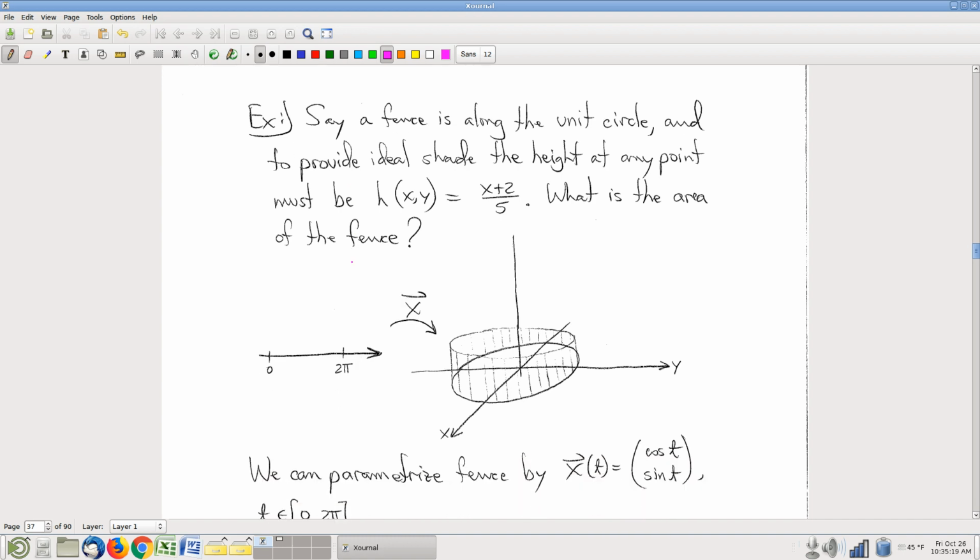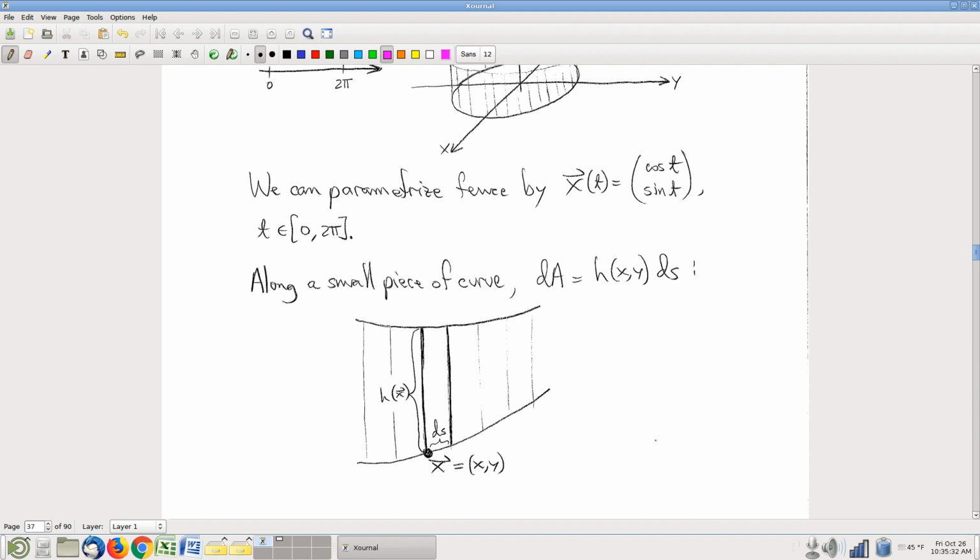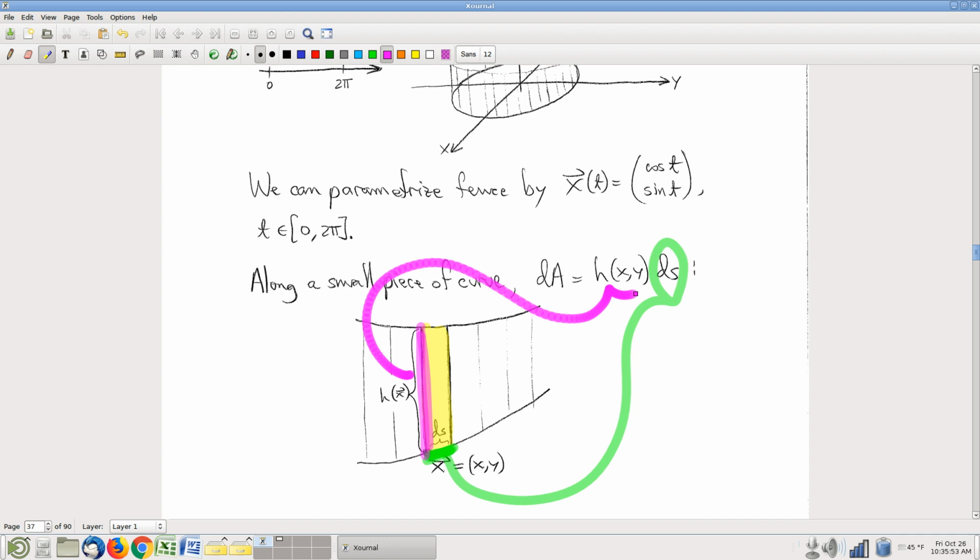Now, this curve being the unit circle, it's easy to parameterize. Y'all remember this parameterization of the unit circle from way back when? Okay. So there's our parameterization, and we've already been through this part of the argument. The amount of area in a piece, you might say one plank of the fence, is going to be ds times the height at that location. That gives me area.